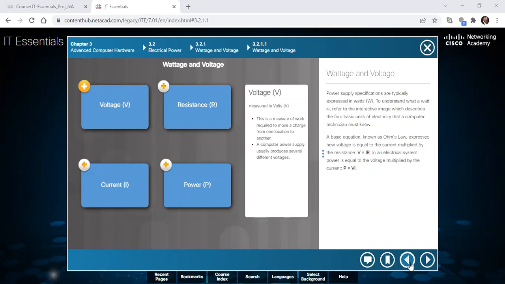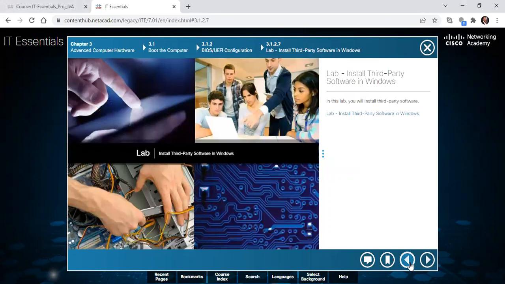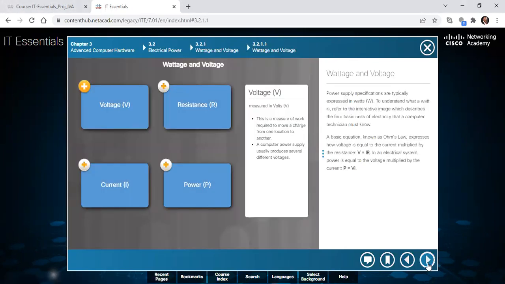All right. The last time we saw install third-party software in Windows, which is part of the lab we're going to do. So we're moving to wattage and voltage. Now we want to look at the power supply around a computer system.